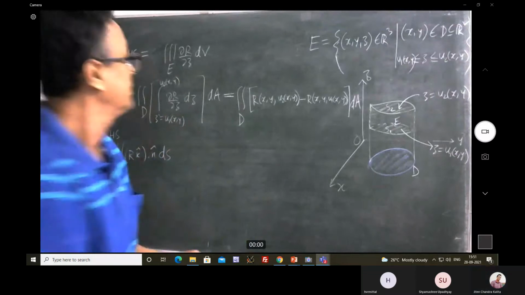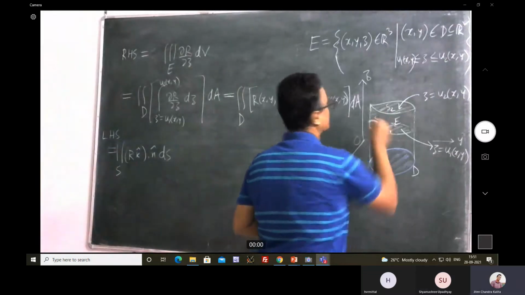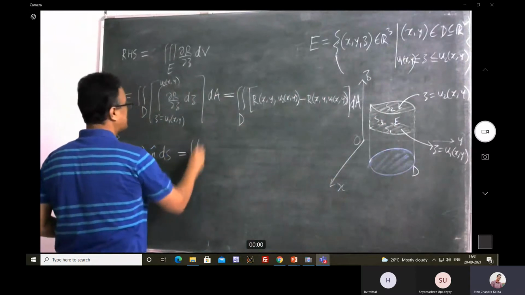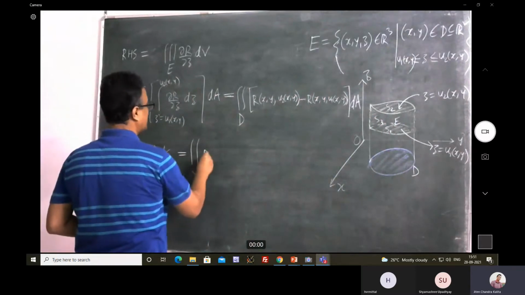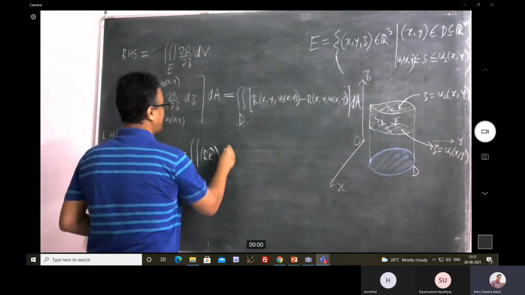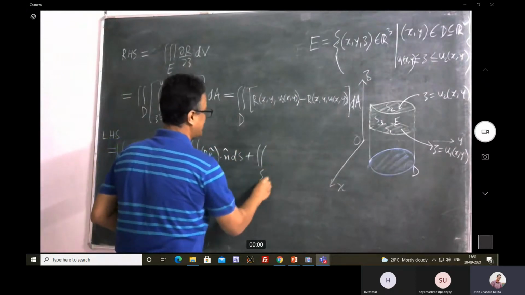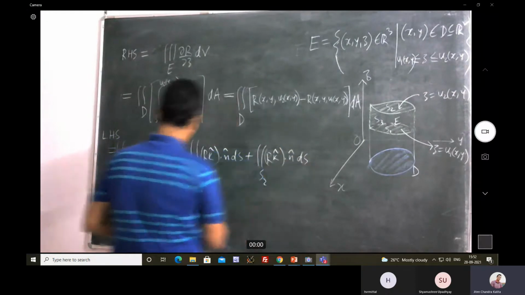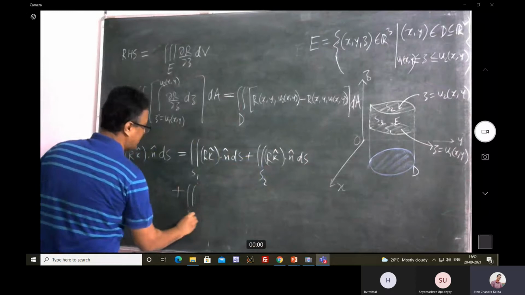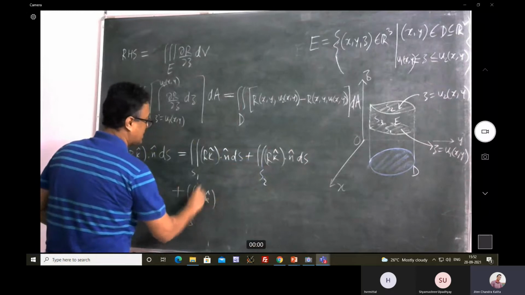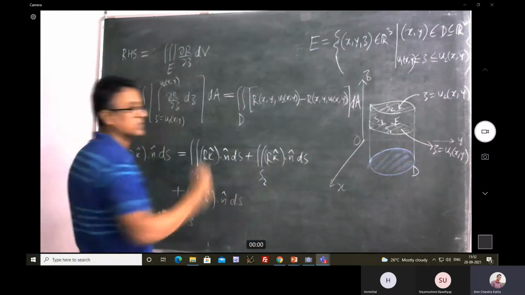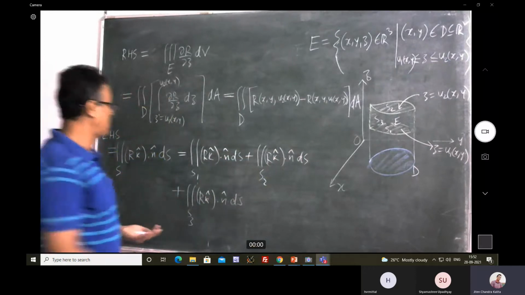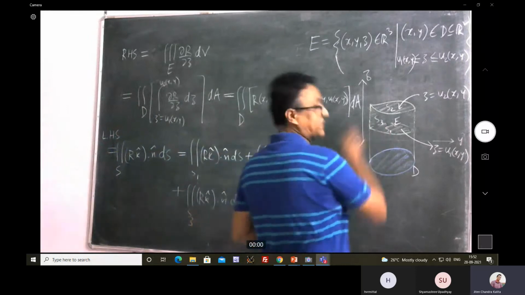Suppose this is S3. Okay, fine. So this one I can break into the integral over S1 of R k dot n cap dS plus the integral over S2 of R k dot n cap dS plus the integral over S3 of R k dot n cap dS. So I'll move to S1, S2 later on. Let me just think about this S3.